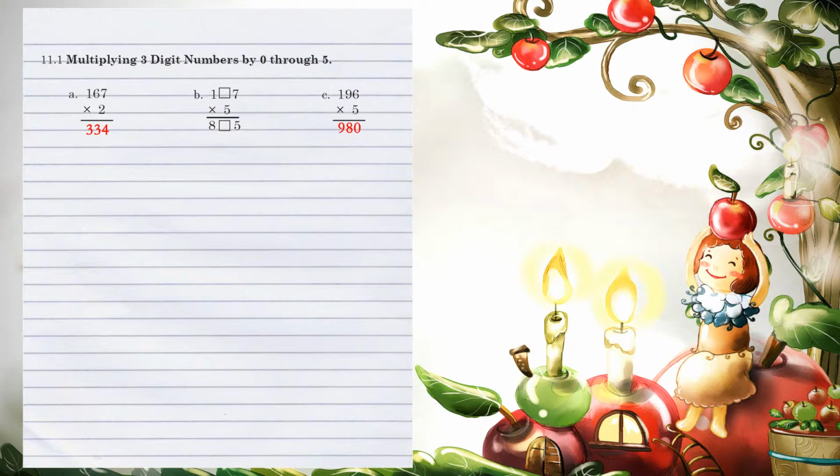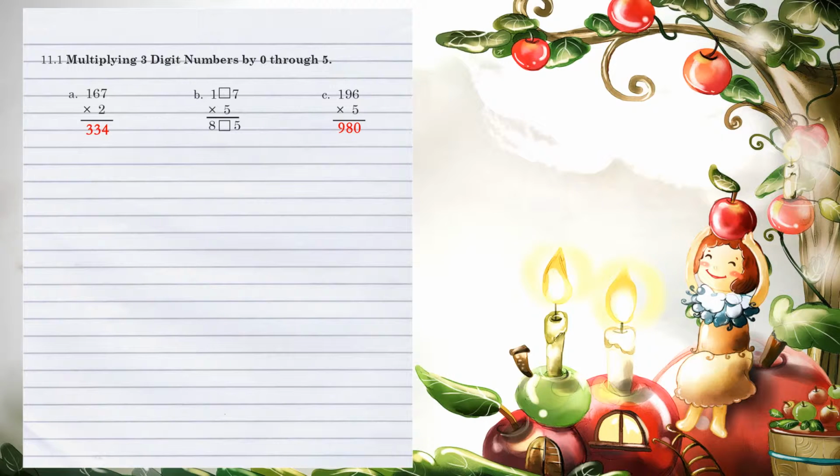Example B. We have a missing number here. We're going to start off to the far right. 5 times 7 is 35. Carry the 3. Well, here we have our missing number, so we're going to skip ahead one step and look at the last multiplication. We have 5 times 1.